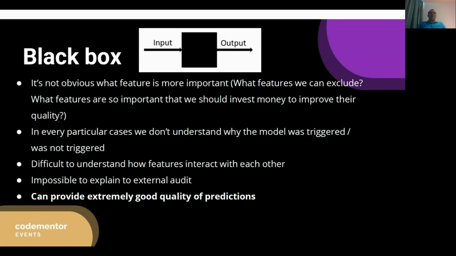And in the opposite way, maybe we have 1,000 features, but only 10 of them are important, and it means that we can exclude the other 990 features. So it can be a significant improvement in the amount of data which we need to gather for our model.